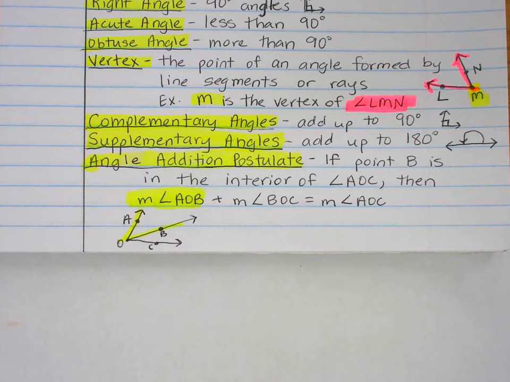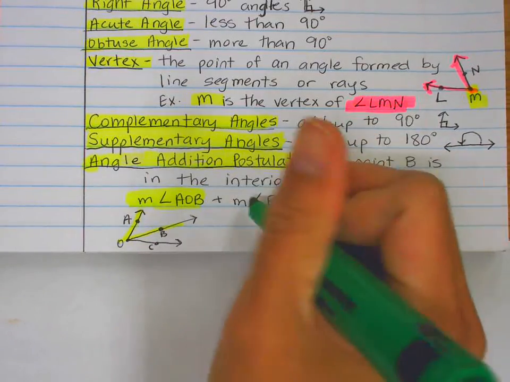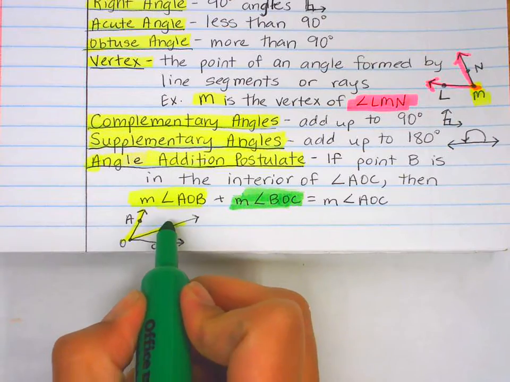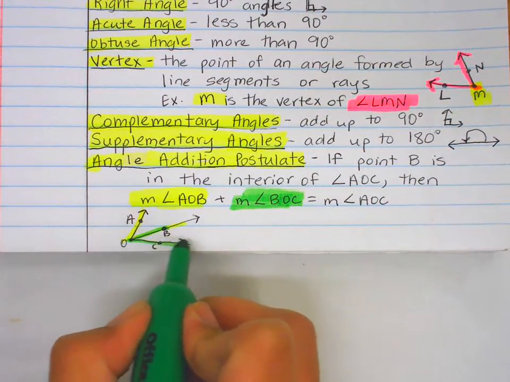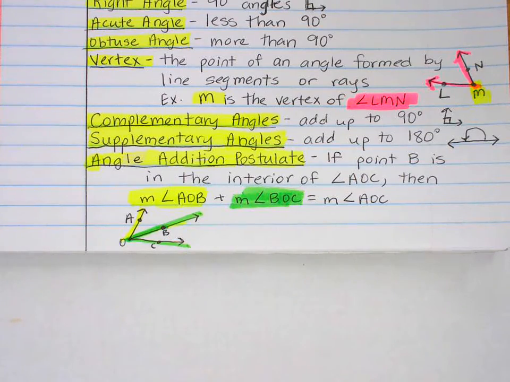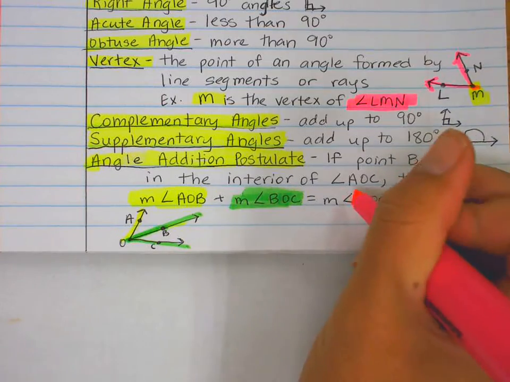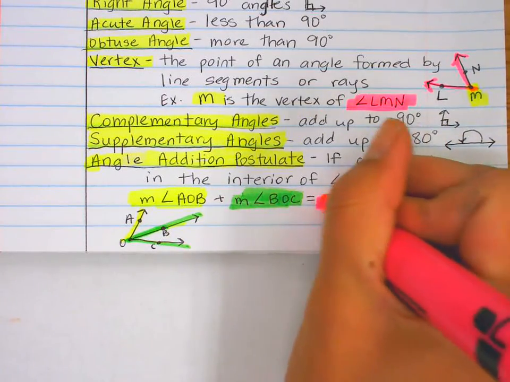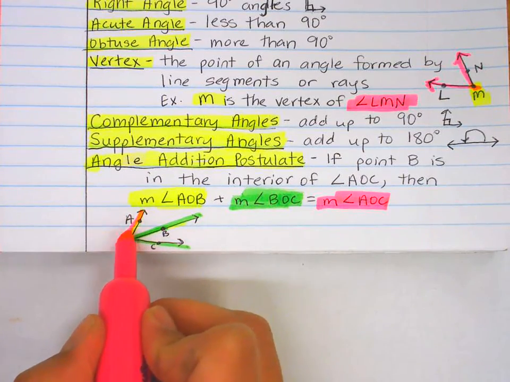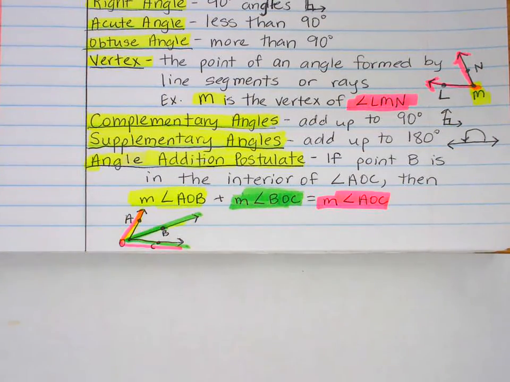And then we have the measure of angle BOC. I'll do it in green. I'll just trace it to show you guys. So from B to O to C. And the arrows mean it keeps going forever and ever. Okay, and if you add those two up, it equals the measure of angle AOC. So I go from A to O to C, like that.